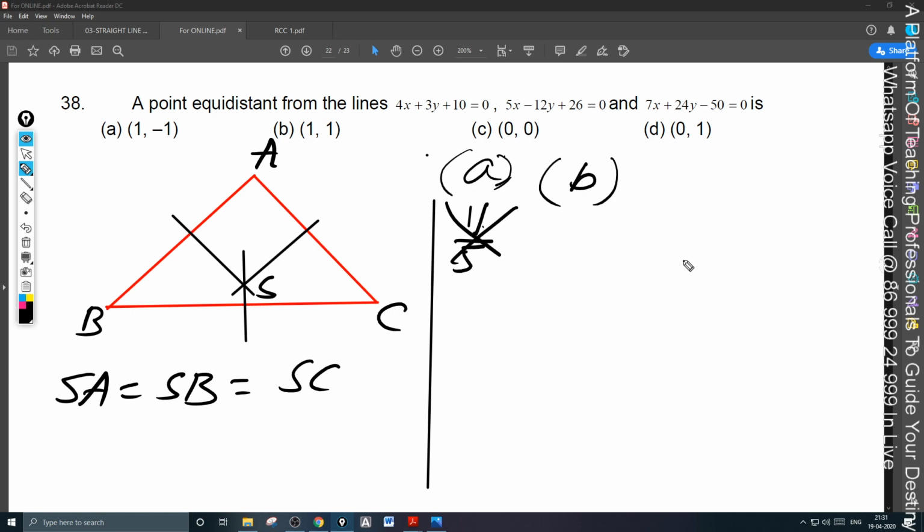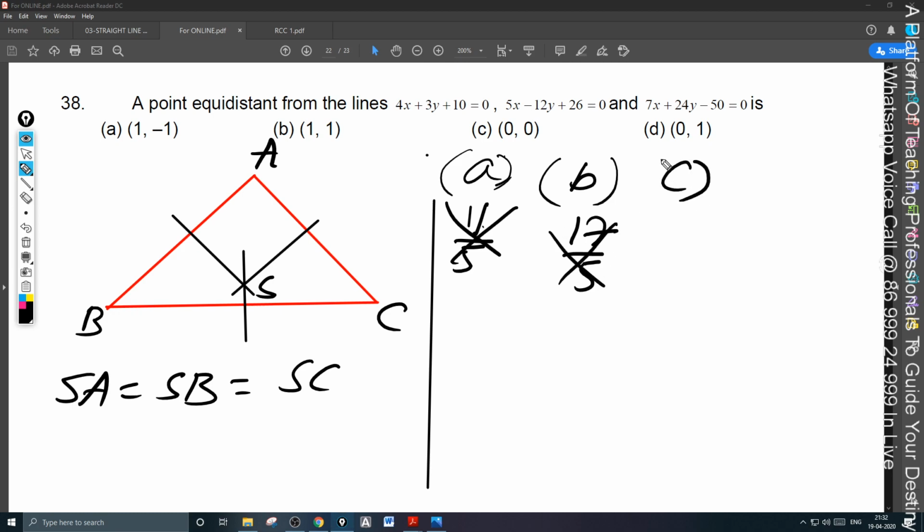4 plus 3, 7 plus 10, 17. 17 by 5. And this one: 5 minus 12 is minus 7 plus 26, 19. So 19 by 13. So this is also not correct.